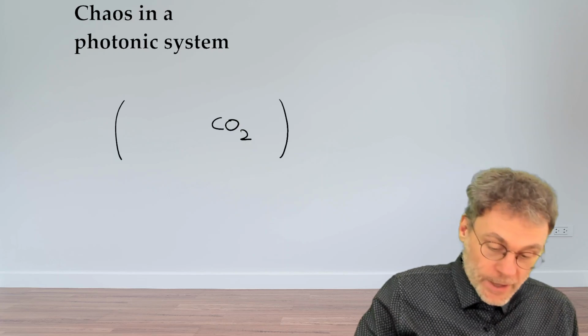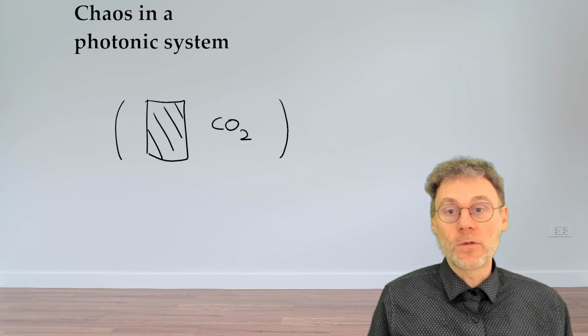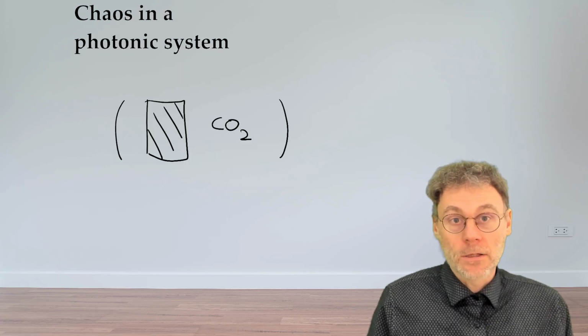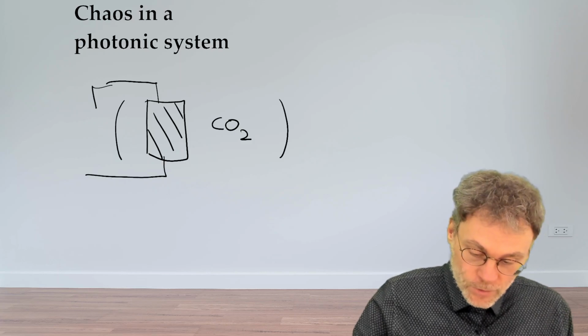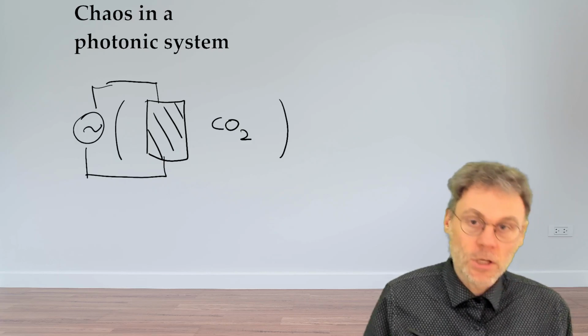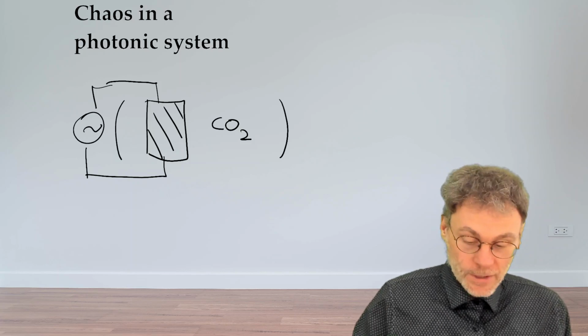Now, what these people added to the mix was this rectangle here. So what's this mysterious rectangle doing? Well, it's an absorber, and moreover, they were able to hook up this absorber to some sort of outside voltage source such that they could modulate the absorption that was happening inside the laser cavity.